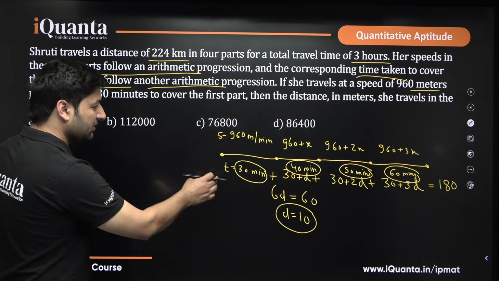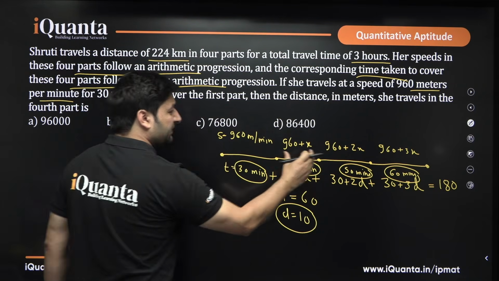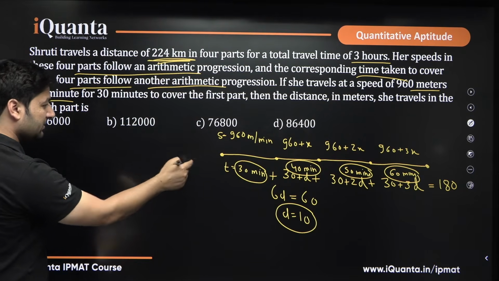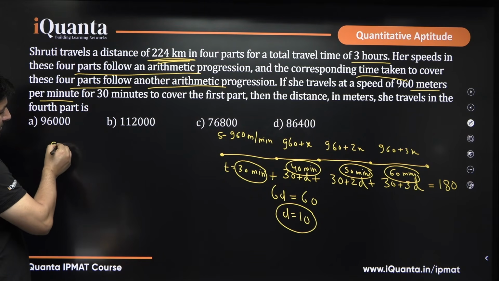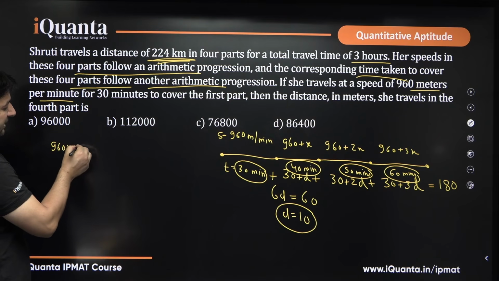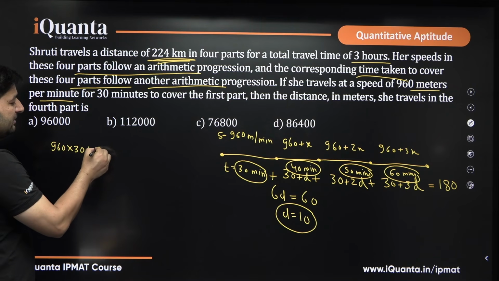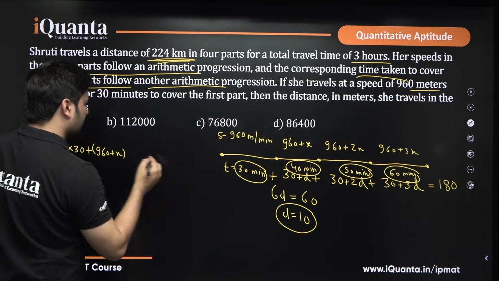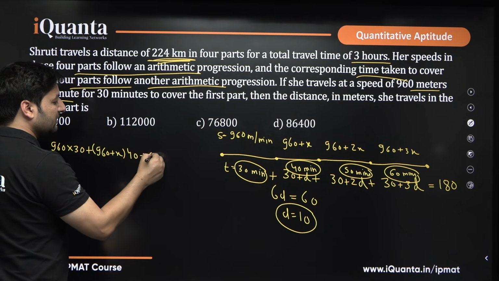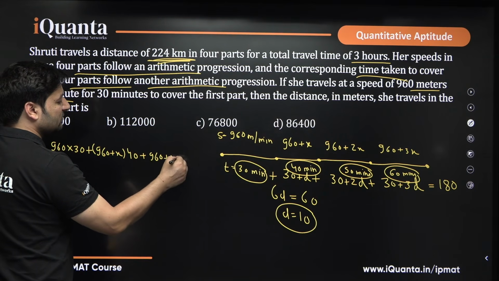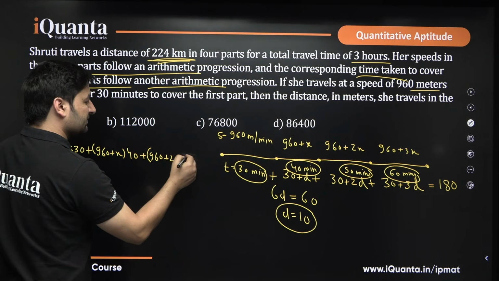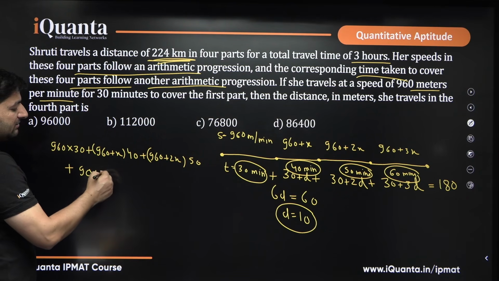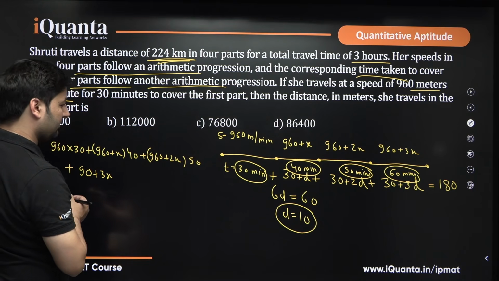What can we do here? If I find out the distance of each and every part, the total distance was given to me as 224 kilometers. How can I do that? 960 speed for the first part, 30 minutes time for the first part. Then again 960 plus x, and this will be done for how many minutes? 40 minutes. Plus 960 plus 2x, and this was done for how many minutes? The next part is traveled for 50 minutes. And finally 960 plus 3x, right?